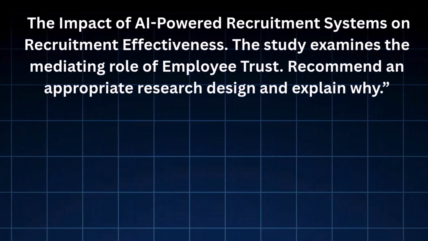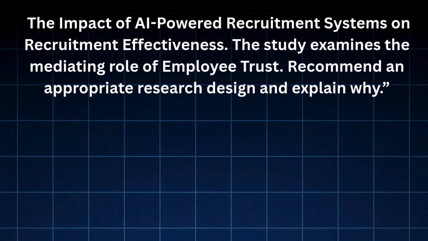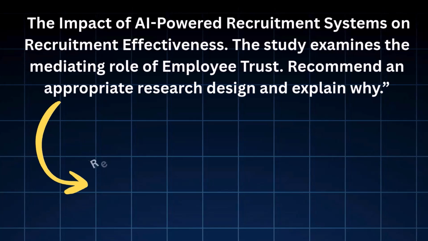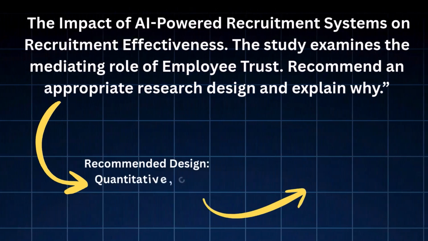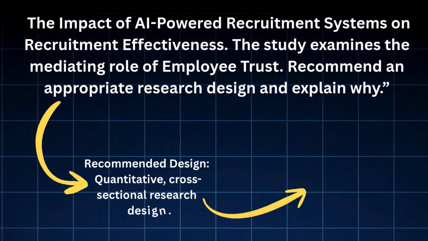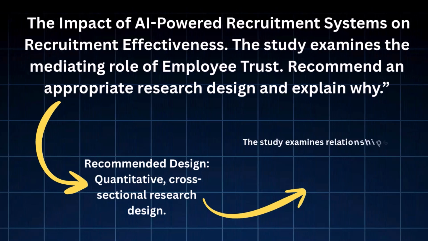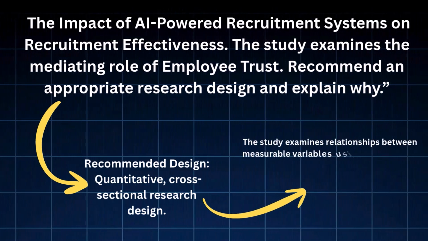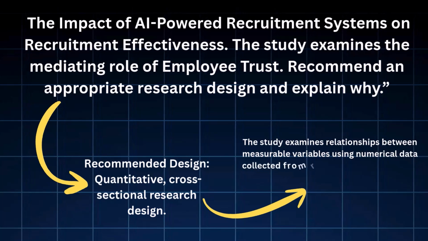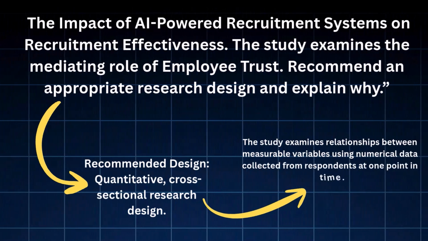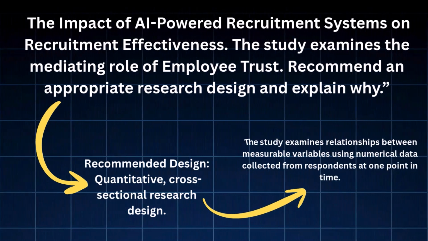First, give AI your research topic and objectives, and ask it to recommend an appropriate research design. My research topic is the impact of AI-powered recruitment systems on recruitment effectiveness. The study examines the mediating role of employee trust. Recommend an appropriate research design and explain why.